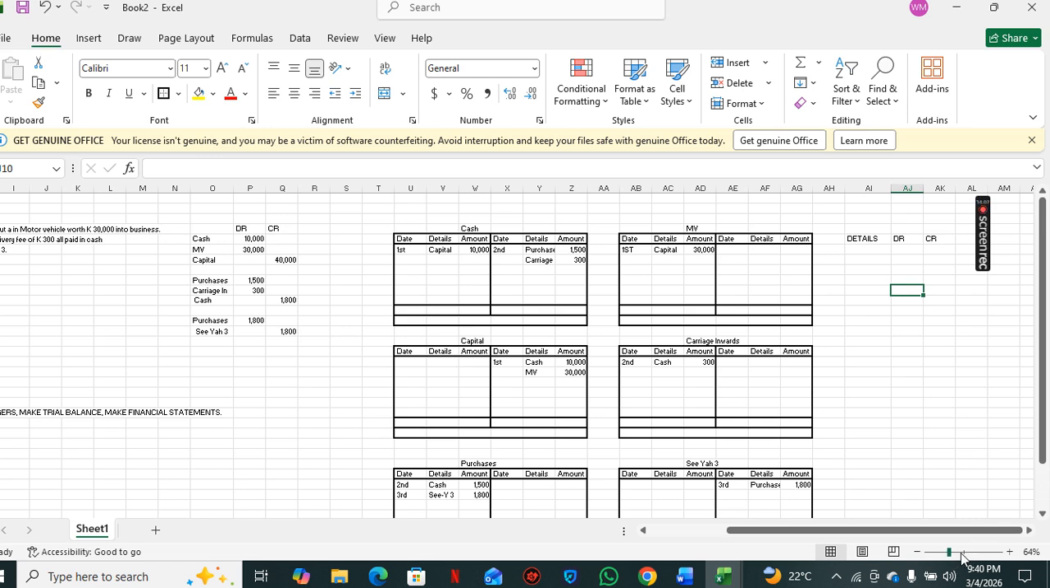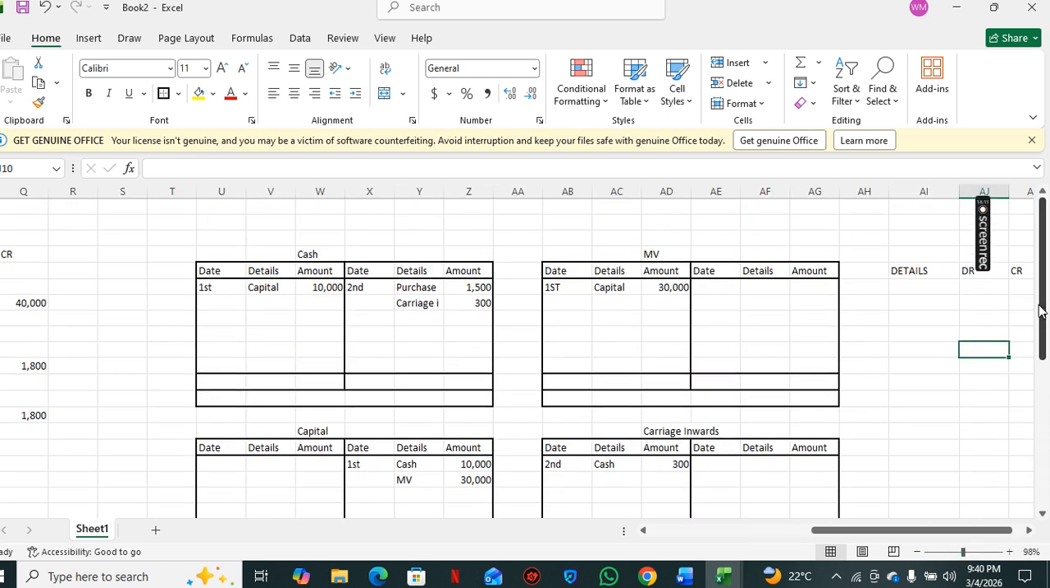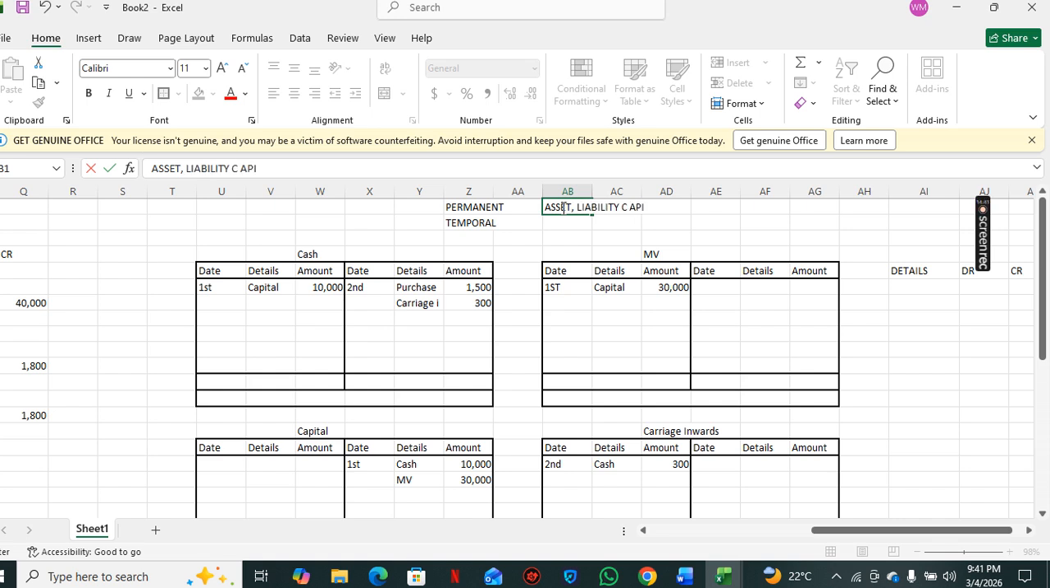So let me show you how to close these accounts and post to the trial balance. So you have to know the difference between permanent accounts and temporal accounts. Permanent accounts are the assets, any asset account, liability, and capital. These are permanent accounts. What I mean by a permanent account is that at the end of the year, you're going to carry on the balance to the next year.